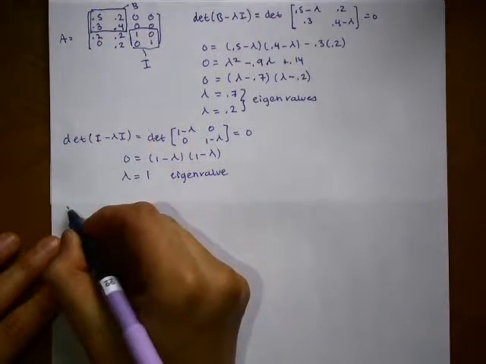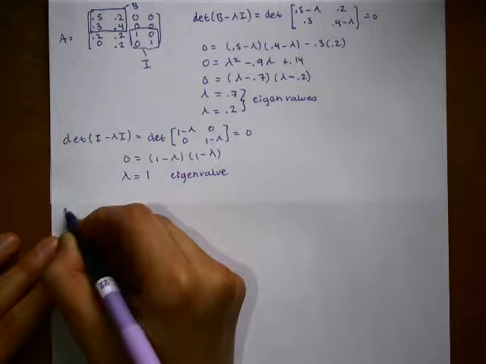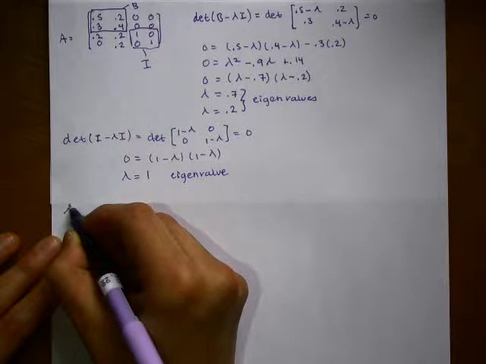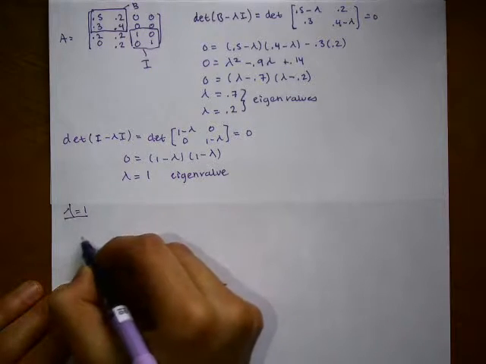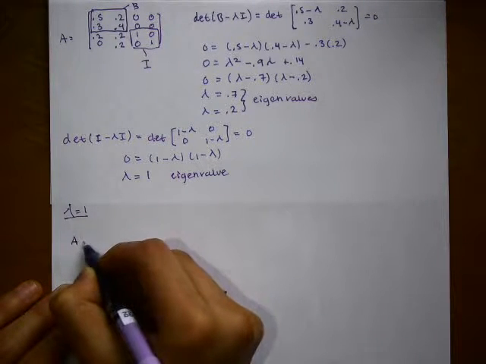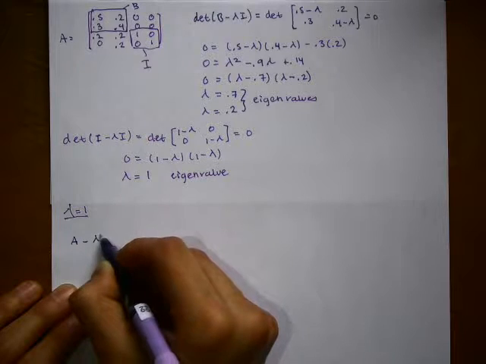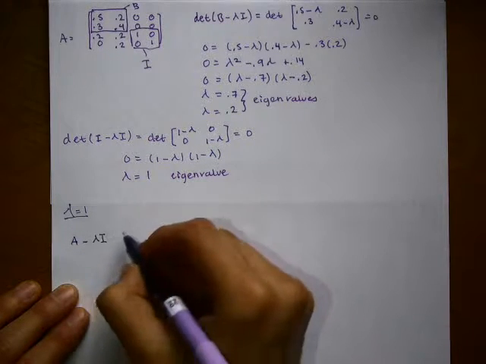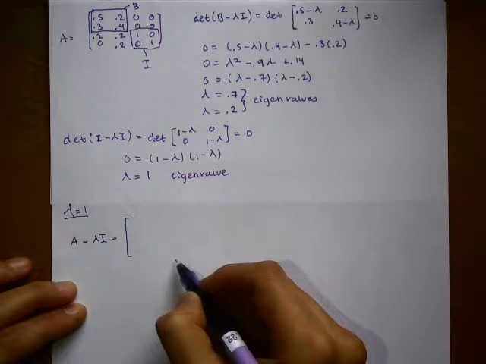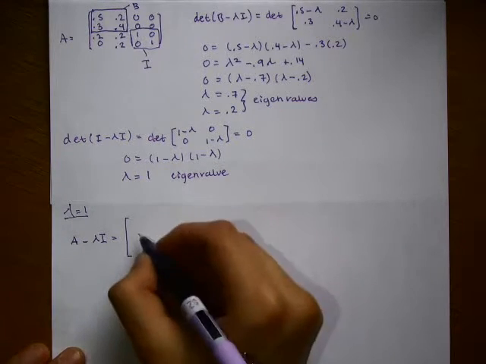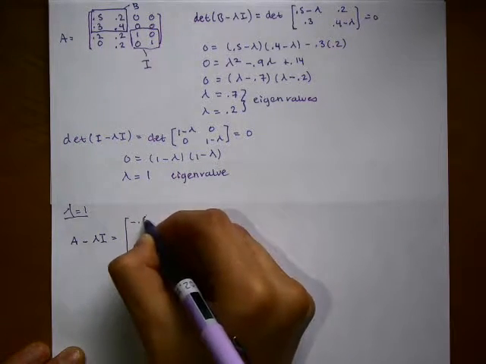Now we're going to take each of these eigenvalues and find the eigenvector of A. So let's start with our eigenvalue of 1. We're going to take A minus lambda I, and our lambda is 1. That means we're going to subtract 1 from all of the diagonal entries of A. If you do that, you end up with this matrix.